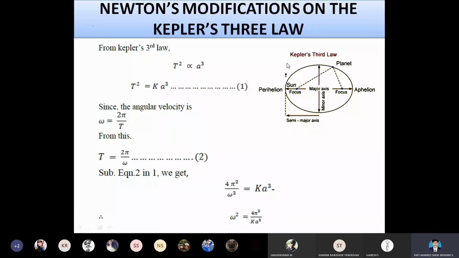We can consider this structure now. As we know, from Newton's universal gravitational law, the mass of the object matters. Here we are going to consider two objects: one is the planet and another one is the sun. Here also we have the force of attraction and the repulsion.